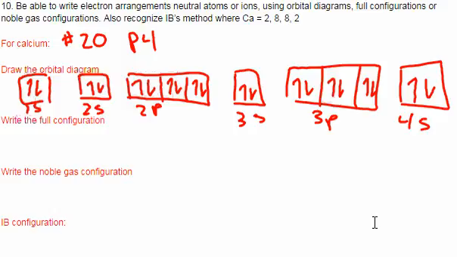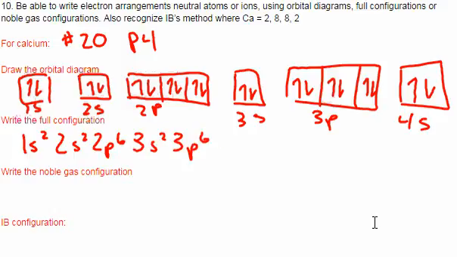For the full configuration then, it's just a matter of using exponents instead of the boxes. So 1s2, 2s2, 2p6, 3s2, 3p6, and 4s2.